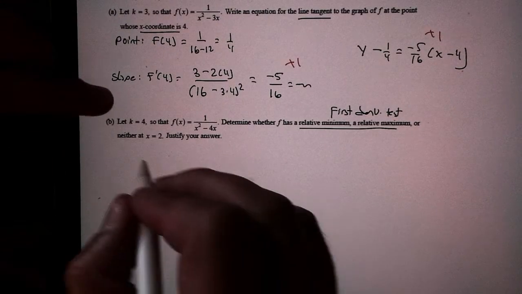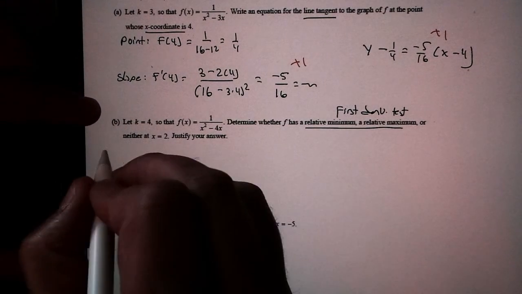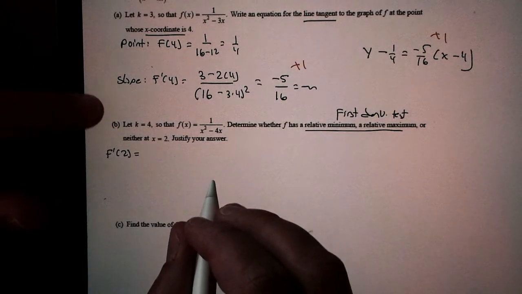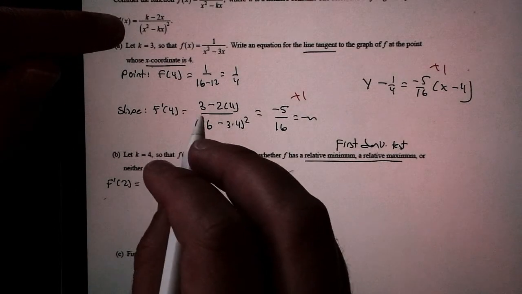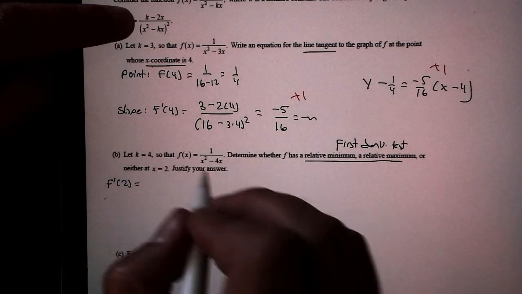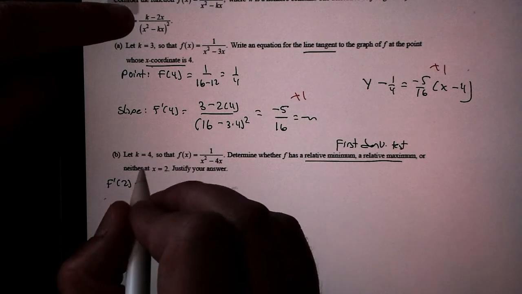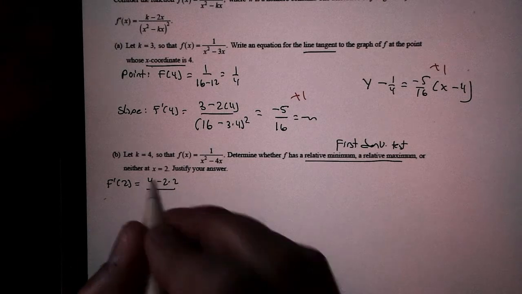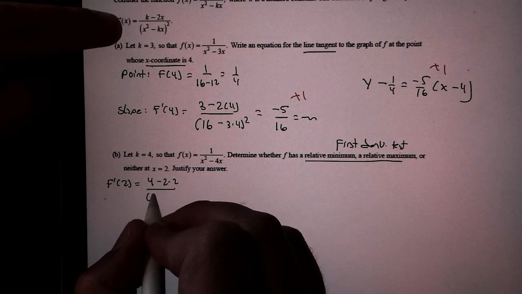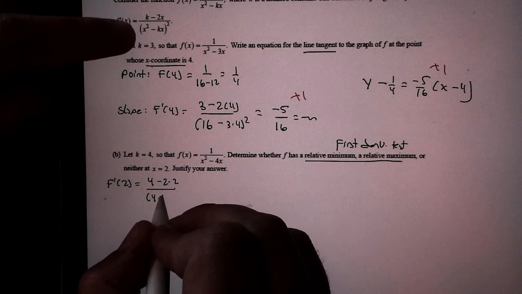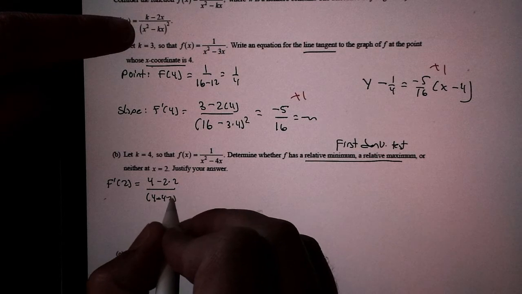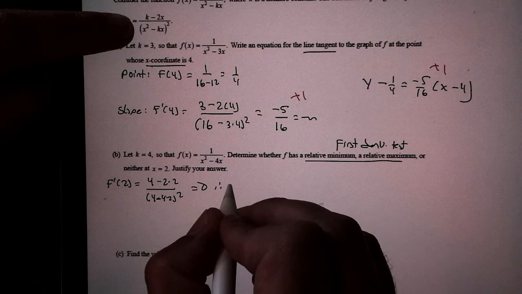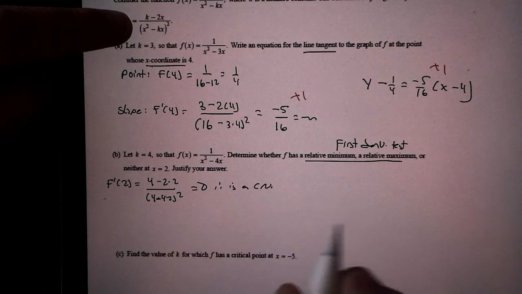We want to first find f prime of 2. Okay? Remember, we're plugging it into our derivative here. So f prime of 2. K now is 4, don't forget. So it's 4 minus 2 times 2. And I'm done. This becomes 4 minus 4 times 2 squared. But I'm done. The top there is already 0, so therefore this is a critical number.